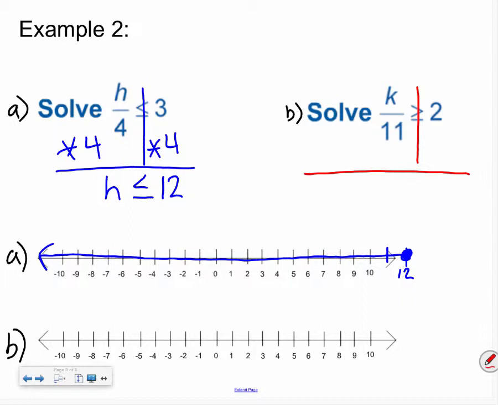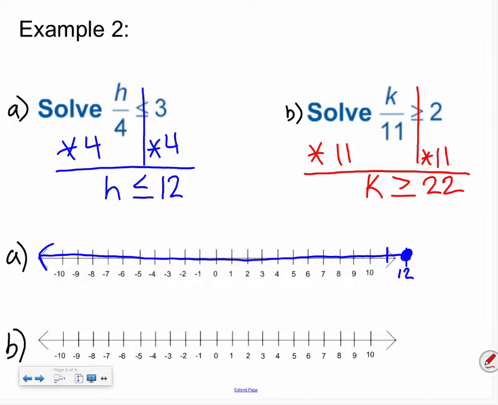So how would I solve this one? K divided by 11. What operation do I do to undo division? I'm going to multiply. And what am I going to multiply by? 11. Remember, what I do to one side, I must do to the other. So I'm left with k is greater than or equal to, what is 2 times 11?